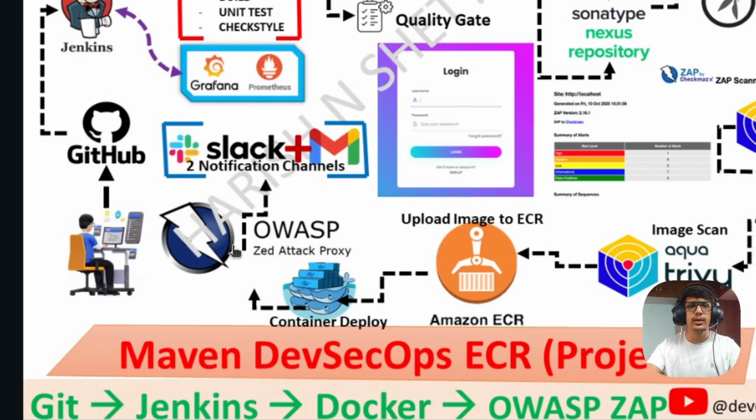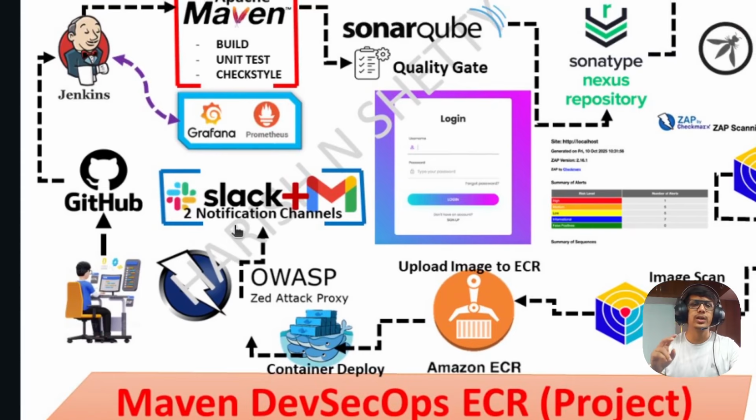One more thing here, we are using two channels. One is Slack for notification purposes for your team, and one more is Gmail. We are going to set up Gmail also, because we are getting some report attachments. For that purpose we are going to set up Gmail, and Slack is for the large number of team members you have on your team, so that they get a notification.